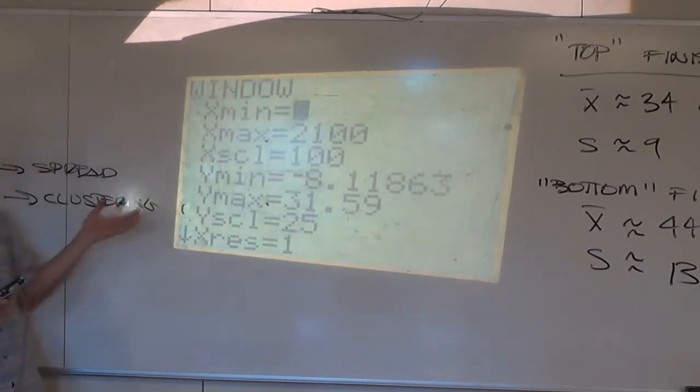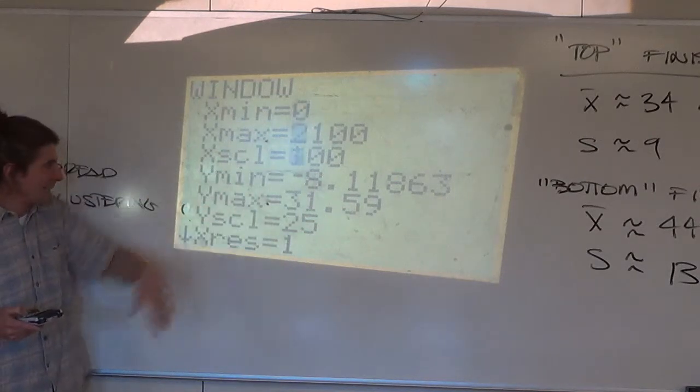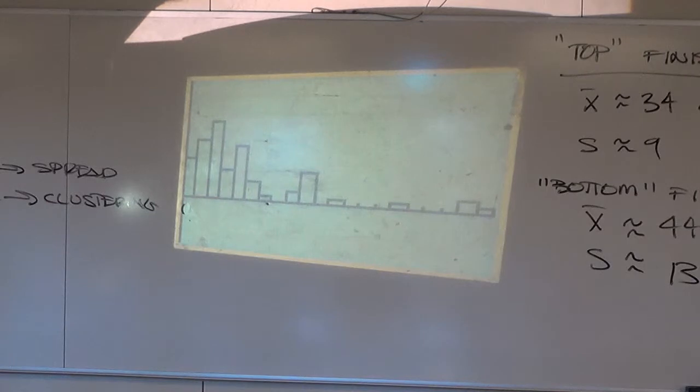But I'm going to go back into window, and it says Y max is about 32. I'm going to cut that down to about 20. And all that's going to do is pull the bars higher. I could probably even cut it down even more than that if you wanted to. Where's that? It's still in that window, Pat.